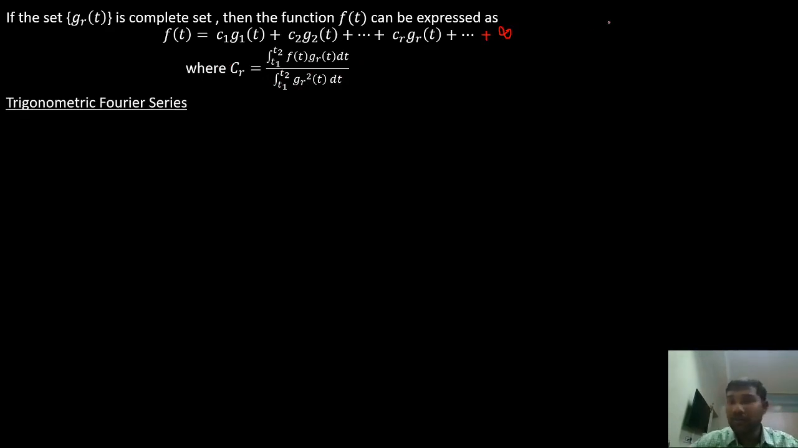Now, when we talk about Fourier series, there are three types of Fourier series. The first one is the trigonometric Fourier series.